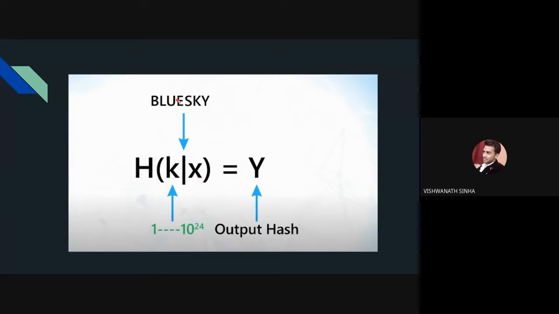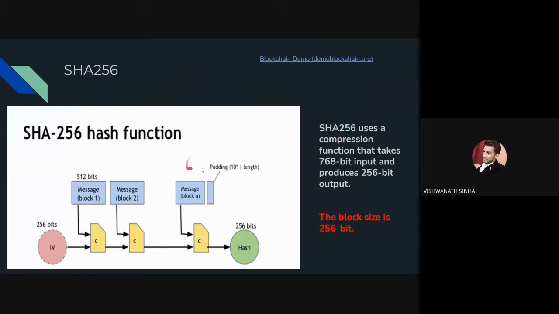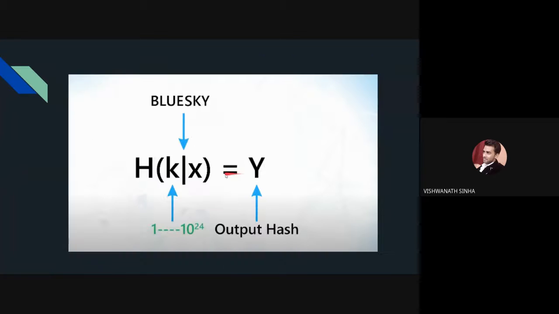For instance, if I say the blue part corresponds to the k value and the sky is the real message x, we concatenated both and calculated the hash, which comes out to be y. So a third person having this hash cannot backtrack to the real value.